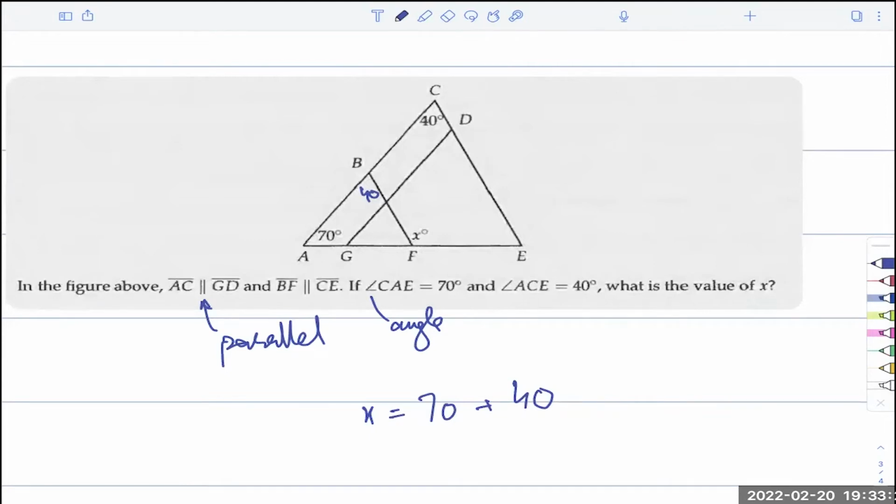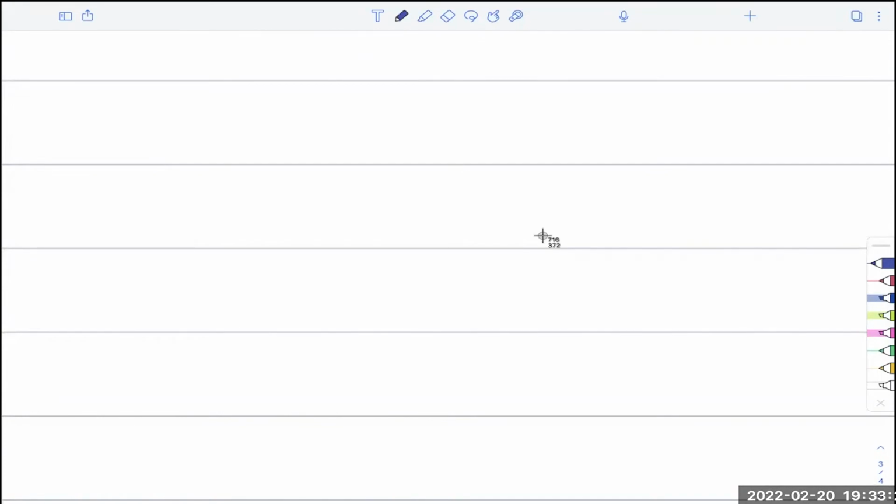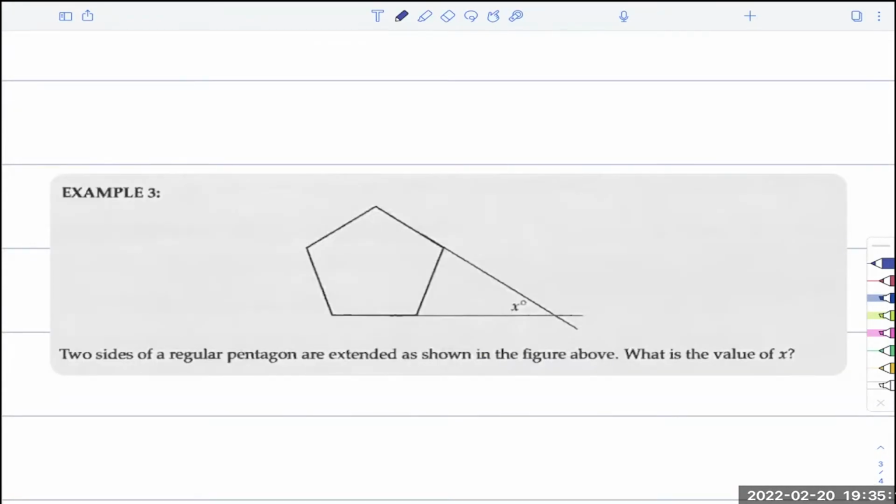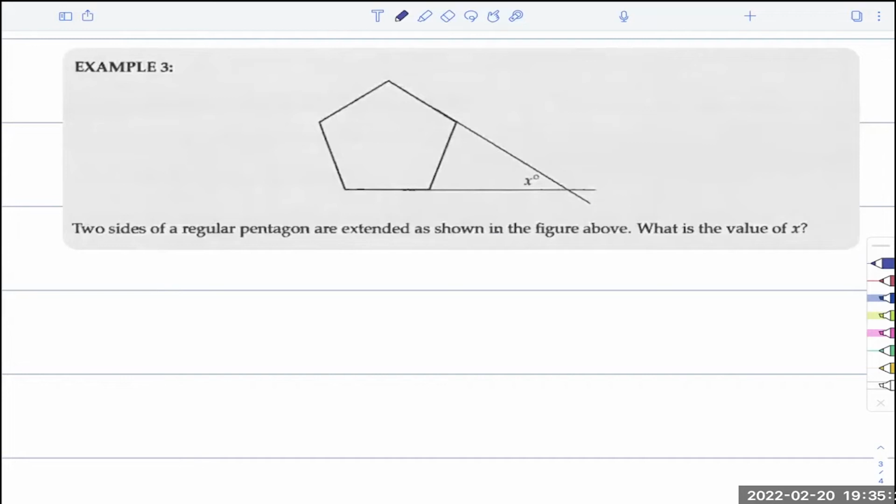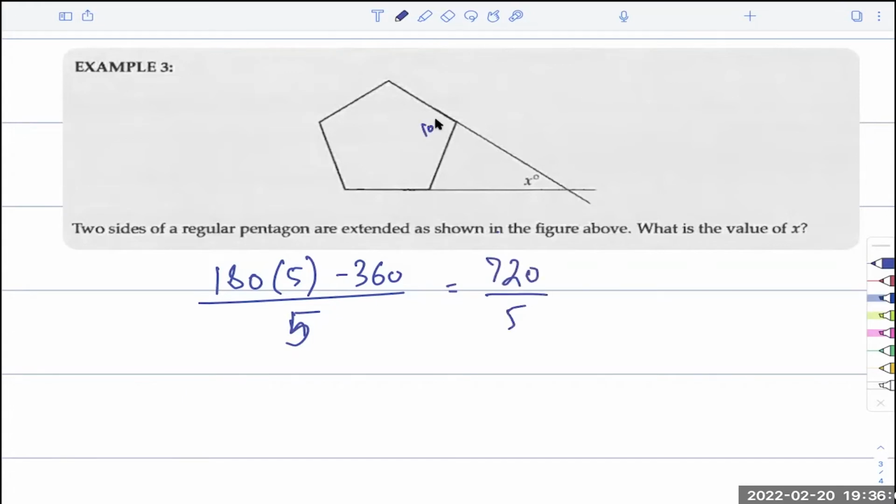So yeah. Now building on that, can you try doing this question? 36? Yeah, it is 36. So what was your approach? What I would do is that first of all, I know that this is a pentagon, 5 sides. So 180 times 5 minus 360 will be one angle, and this will be divided by 5 because I want to find just one angle. So this is going to give me 720 over 5. So that's 108.